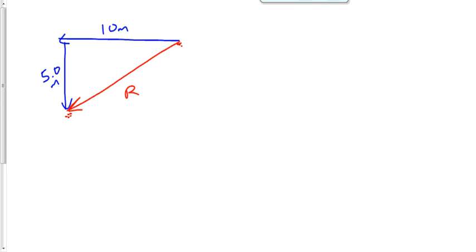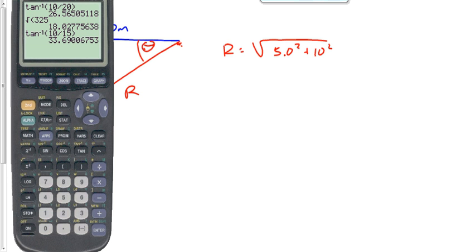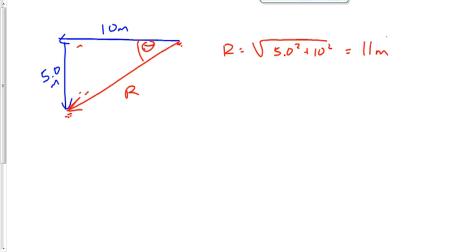Where's my angle go? Position 1, 2, or 3. Which one is it? Position 2. Always drawn at the start there. Let's find the value of R. It's the square root of 5 squared plus 10 squared. Let's show this one on the calculator, actually. My suggestion for this is to go 5 squared plus 10 squared equals, and then let's square root that with the second function answer. Gives me 11.2 or 11 meters.